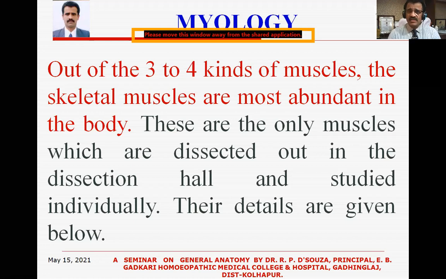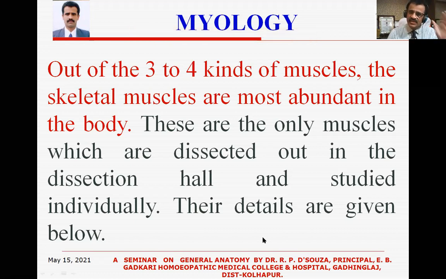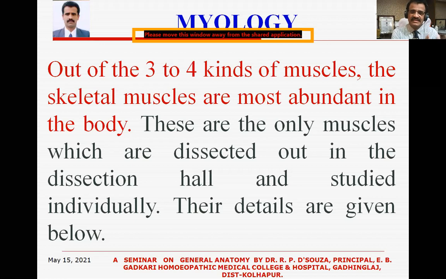These are the only muscles which are dissected out in the dissection hall. You have already started dissection. So if you see upper limb dissection, you only see skeletal muscle. You will not see smooth muscles. Smooth muscles are not dissected as such. And these muscles are studied individually also. Like you study deltoid, you study pectoralis major, you study biceps brachii, and so on. But you will not study the muscles of arteries or the muscles of the stomach. That is only studied in histology.